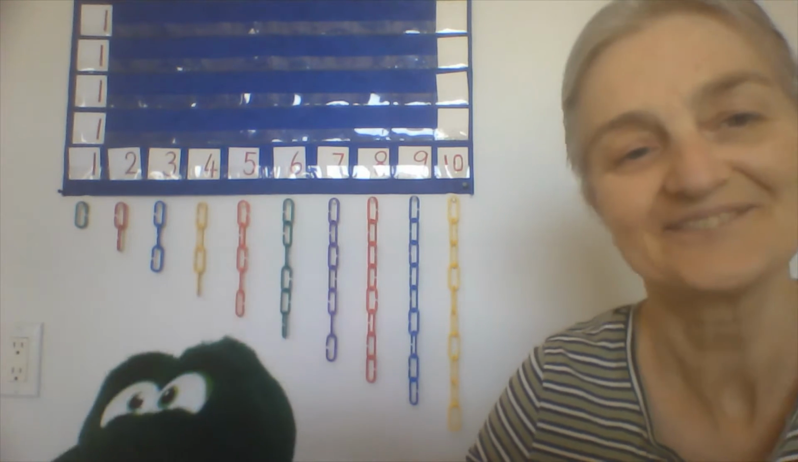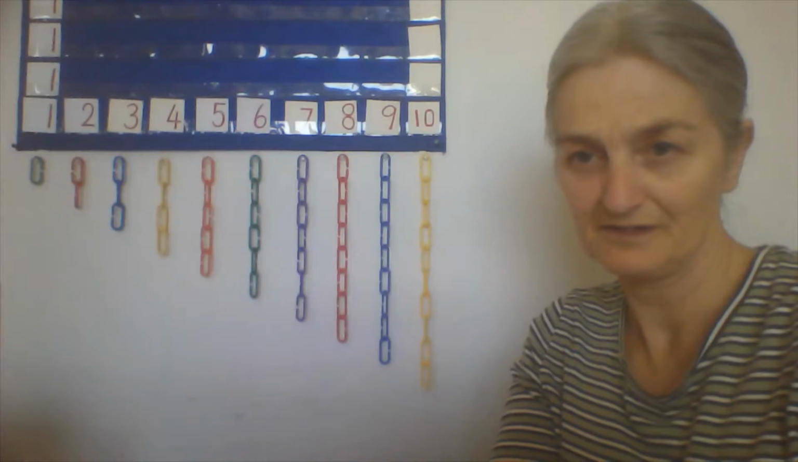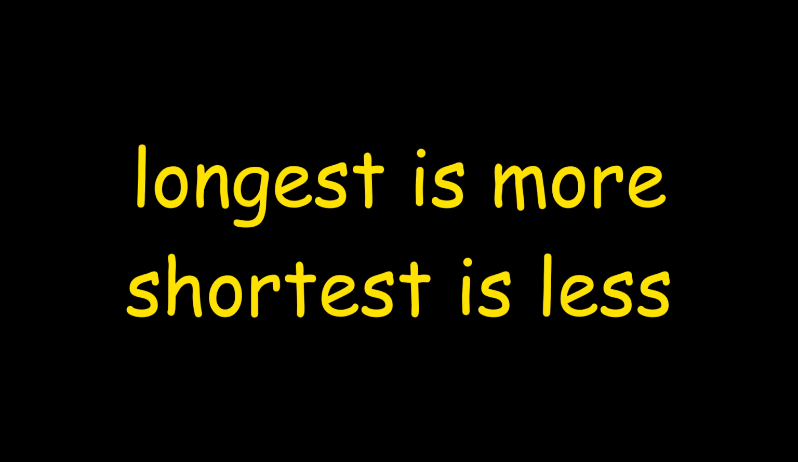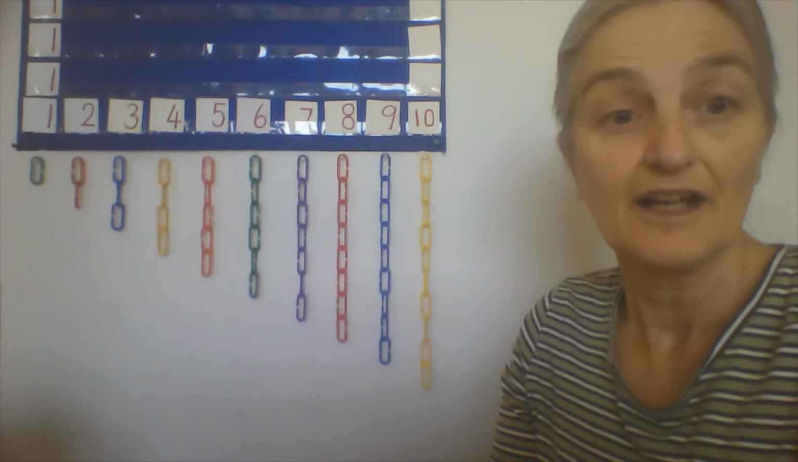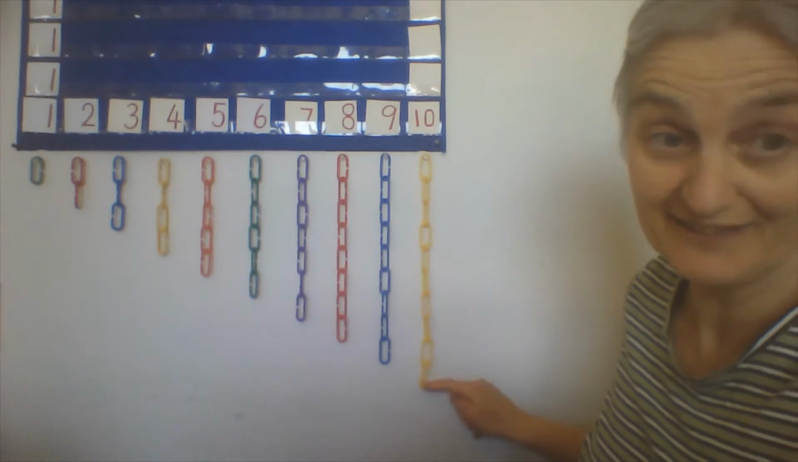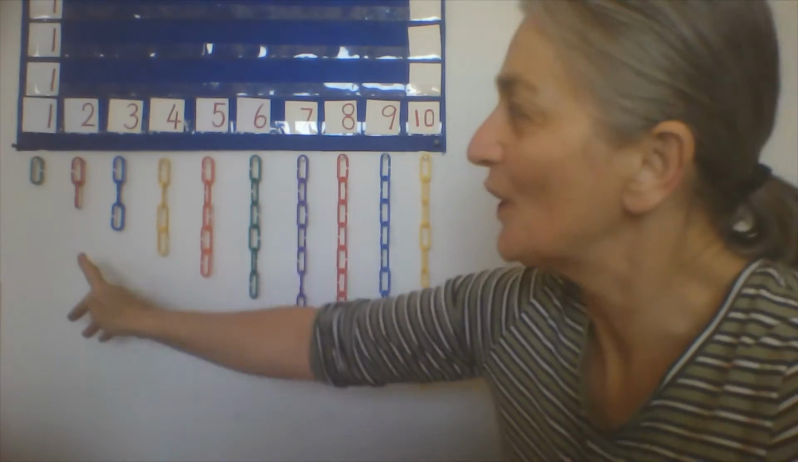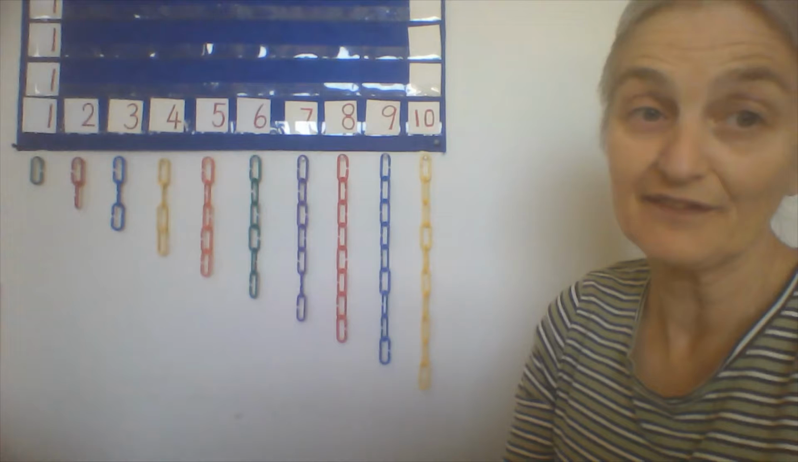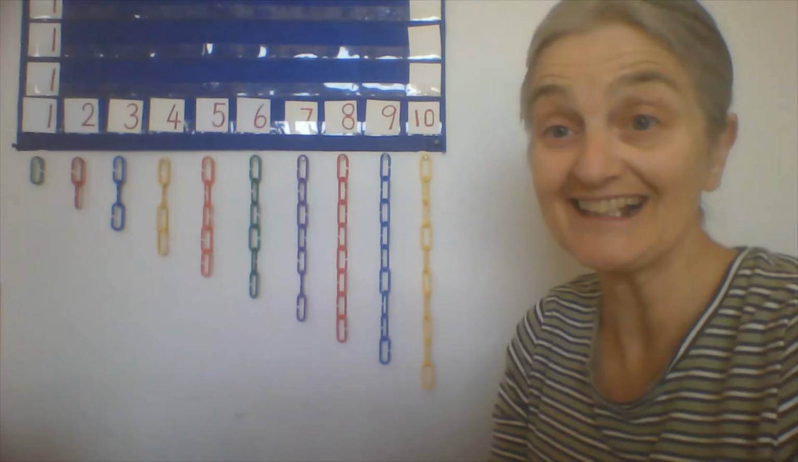So you can see that some are more than others, right? And some of them are longer than the others because they're more, right? Longest is more, shortest is less. So 10 is the longest, so 10 is the most. And 1 is the shortest, and that means 1 isn't very many at all, it is the least.